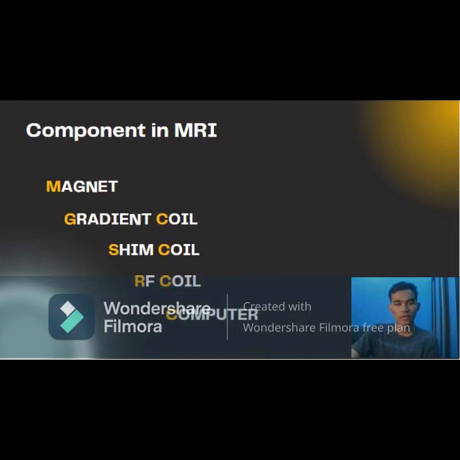Components in MRI. An MRI machine has a structure called the gantry, which holds the components of the MRI machine. It is similar to the gantry in a CT machine. The gantry holds the following components. There are 5 components: magnet, gradient coil, shim coil, RF coil, and computer.